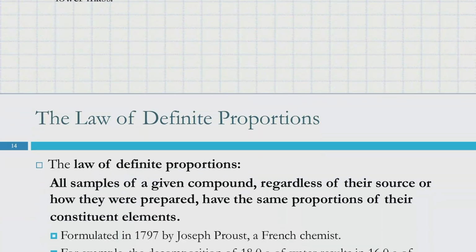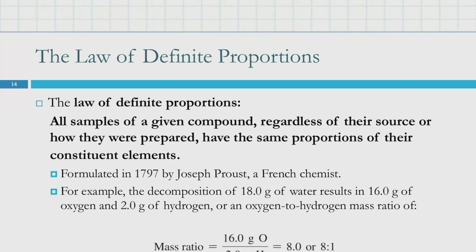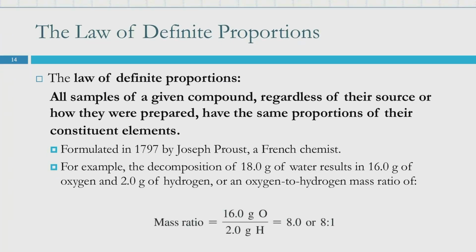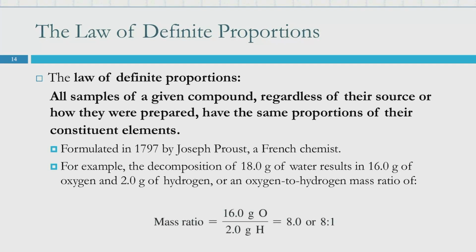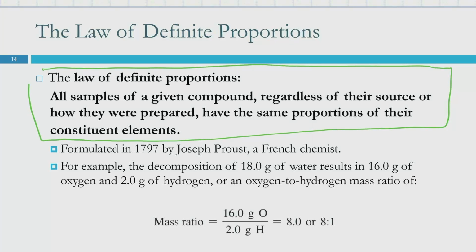We've also got the law of definite proportions, formulated by Joseph Proust, a French chemist. So the law of definite proportions states, all samples of a given compound, a mixture of two or more elements, regardless of their source or how they were prepared, have the same proportions of their constituent elements.